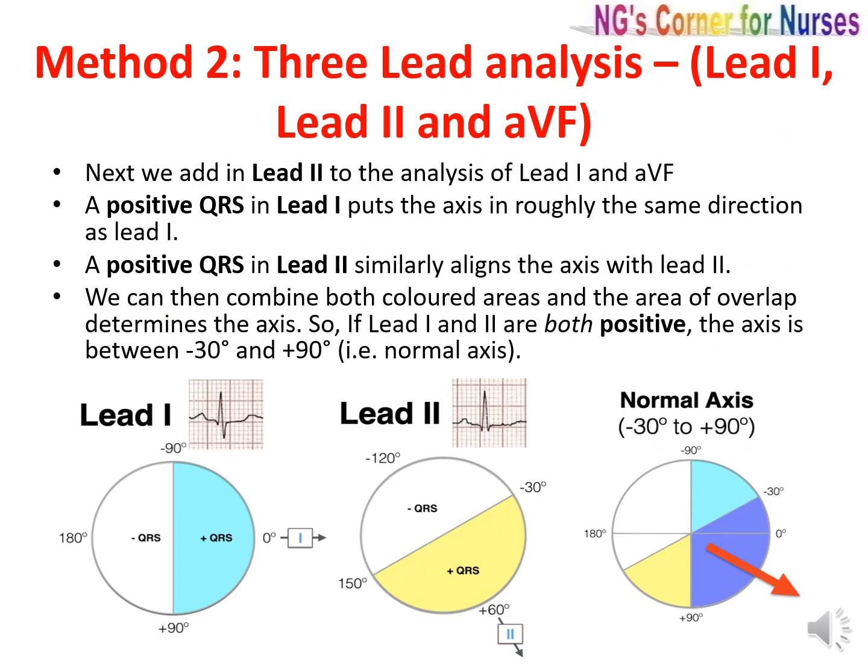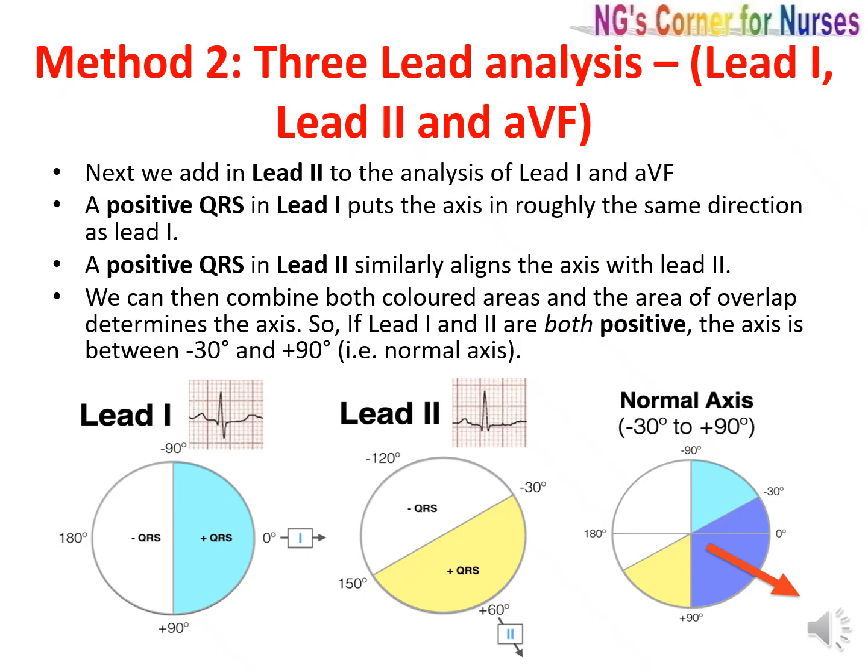Next, coming to the second method, the three-lead analysis method. Next, we add a lead 2 to the analysis of lead 1 and lead AVF. So, a positive QRS in lead 1 puts the axis in roughly the same direction as lead 1. A positive QRS in lead 2 similarly aligns the axis with lead 2. And we can then combine both colored areas and the area of overlap determines the axis.